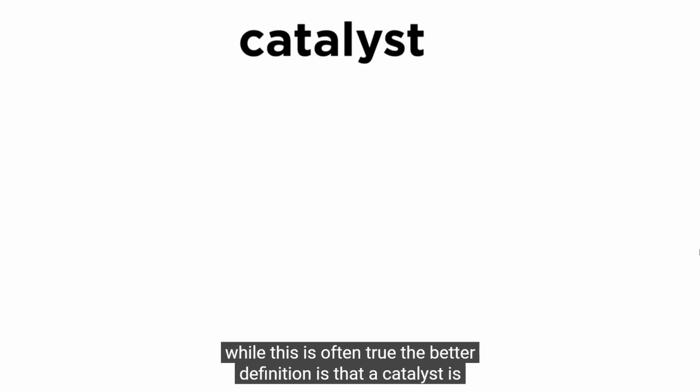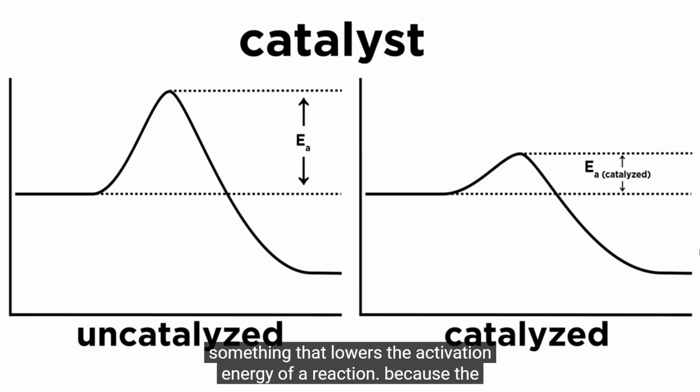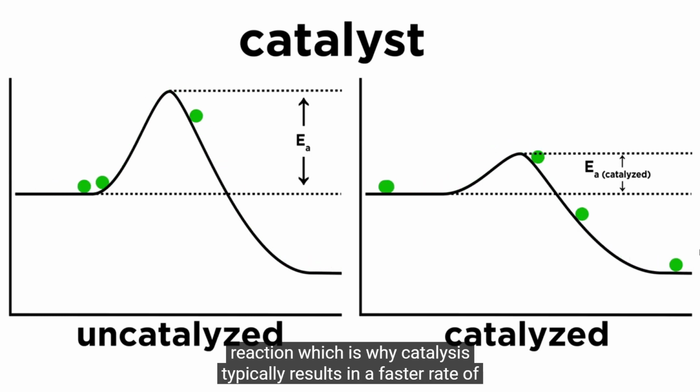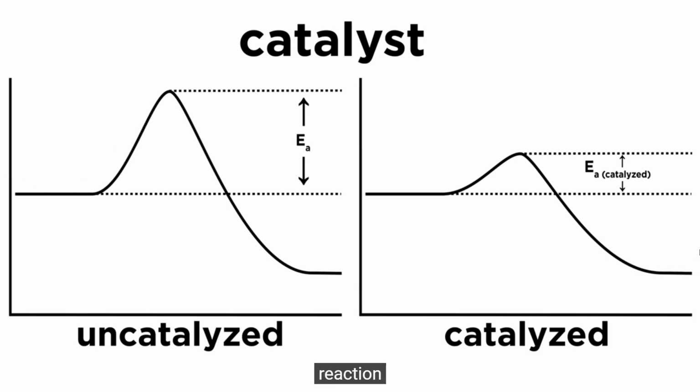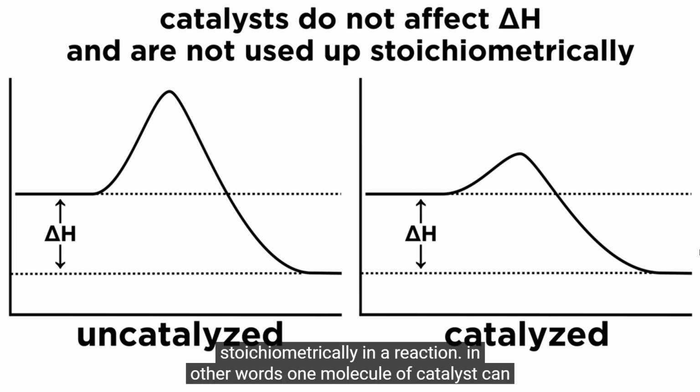Most people would refer to a catalyst as something that speeds up a reaction. While this is often true, the better definition is that a catalyst is something that lowers the activation energy of a reaction. Because the activation energy is lower, many more collisions will result in a successful reaction, which is why catalysis typically results in a faster rate of reaction. Catalysts do not affect the delta H of a reaction, and they are not used up stoichiometrically in a reaction.